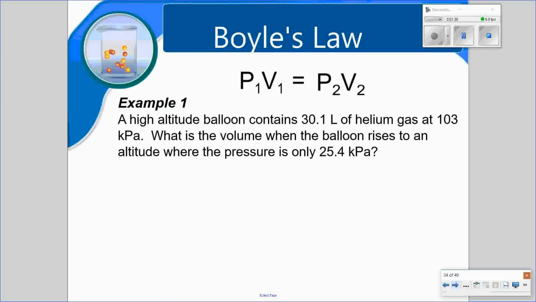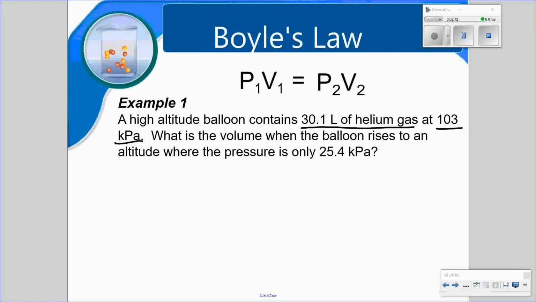So like I said in the previous slide, we're going to use P1 V1 equals P2 V2 as our Boyle's law equation to solve for various variables. In this example, it says a high altitude balloon contains 30.1 liters of helium gas at 103 kilopascals. What is the volume when the balloon rises to an altitude where the pressure is only 25.4 kilopascals? So I'm going to plug this into P1 V1 equals P2 V2, and solve for my new volume. My givens are 30.1 liters of helium gas.